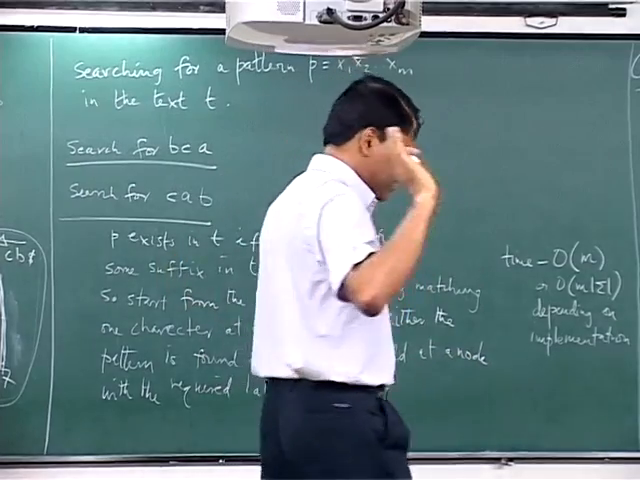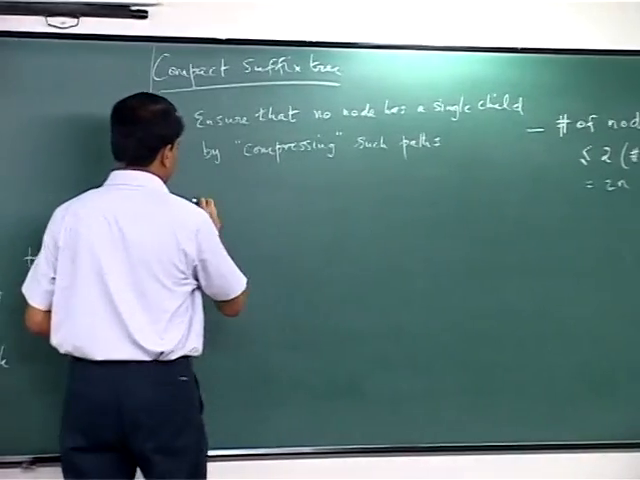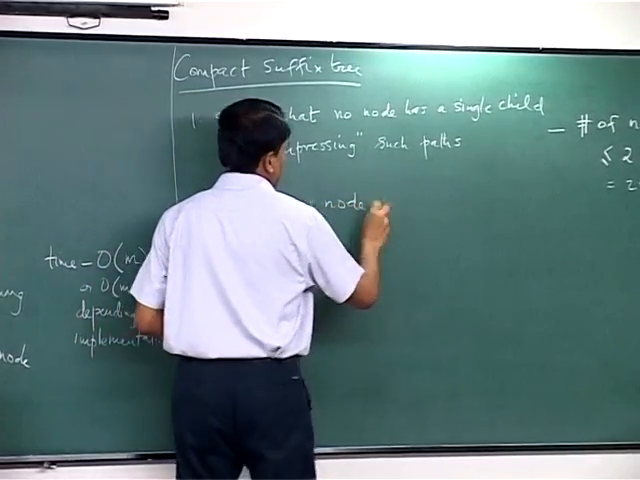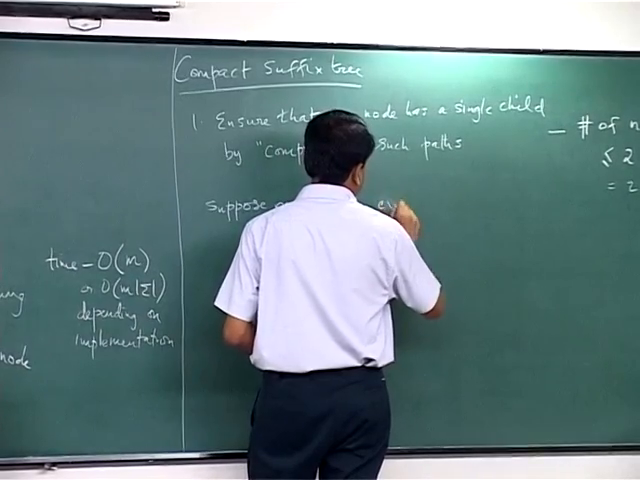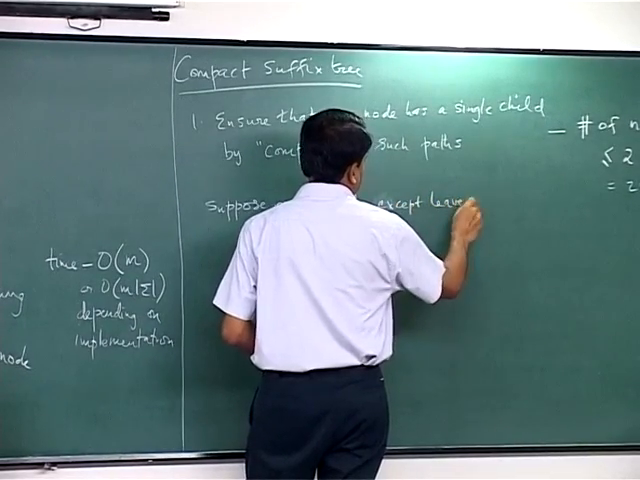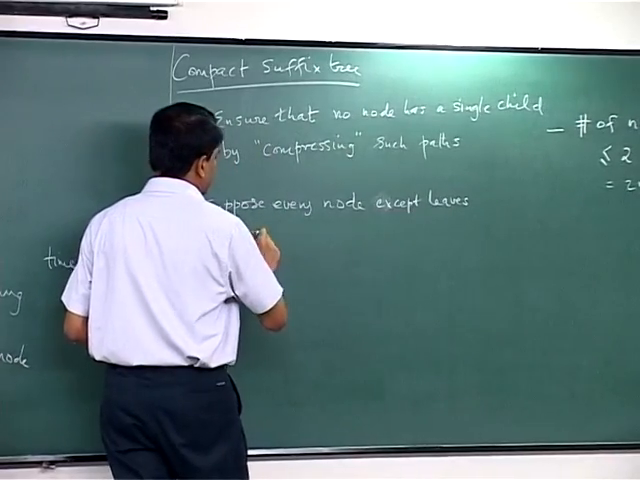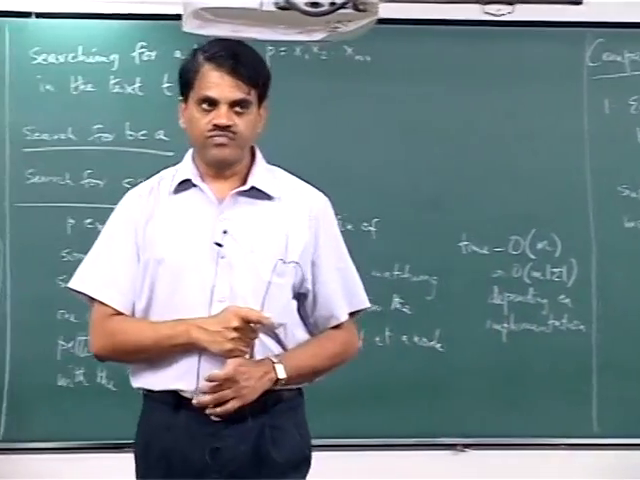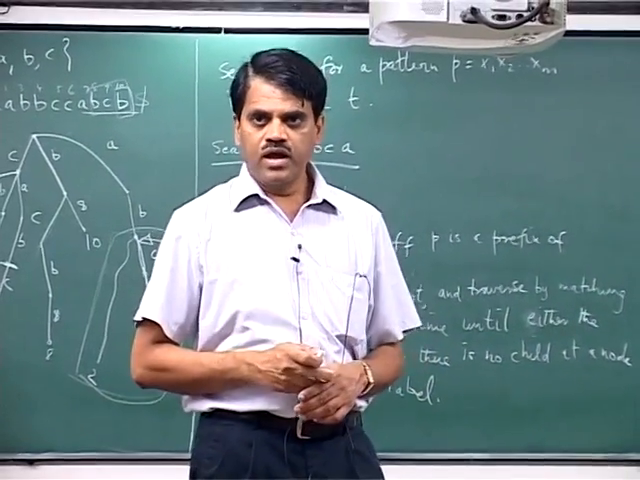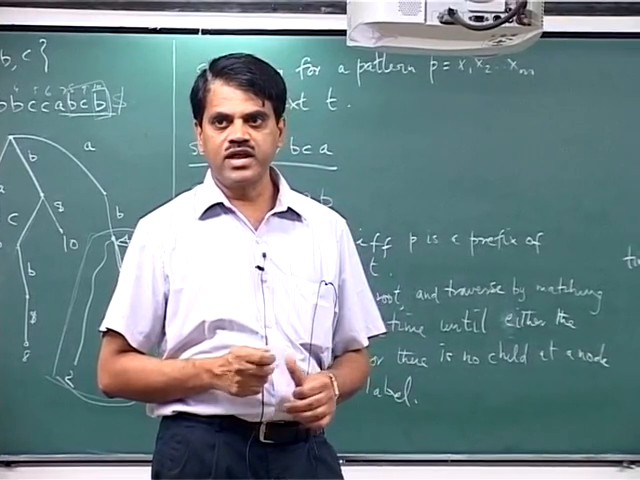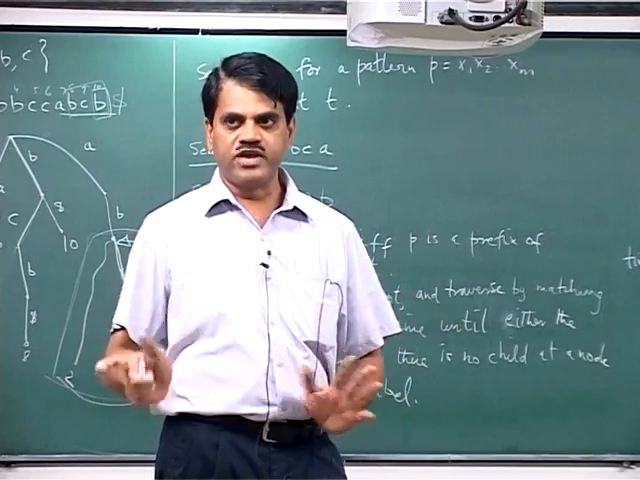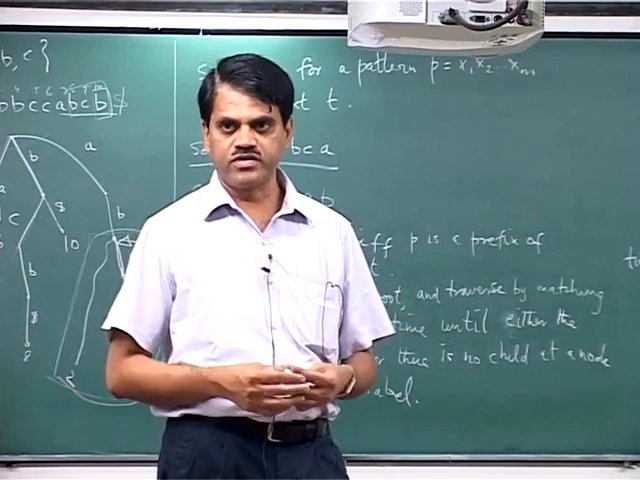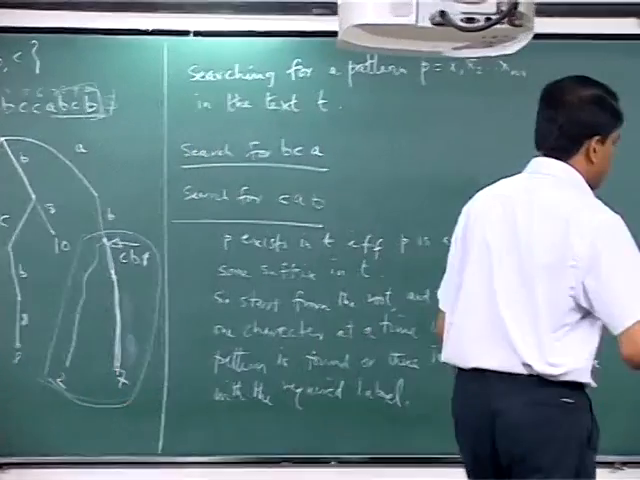Okay, let's even omit the fact that the root can have degree 2. So suppose every node except leaves has degree greater than or equal to 3. Right, that's what it is. Every node except the leaves has degree greater than or equal to 3. Then I claim the number of non-leaf nodes is bounded by the number of leaves. Okay, so let's verify this.